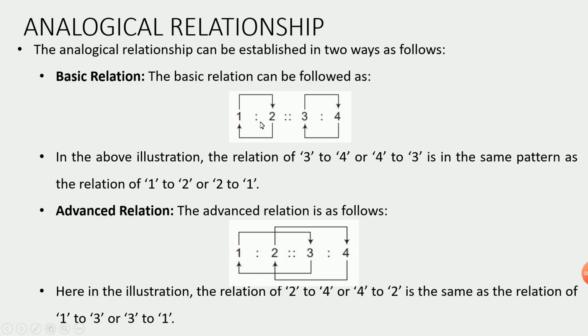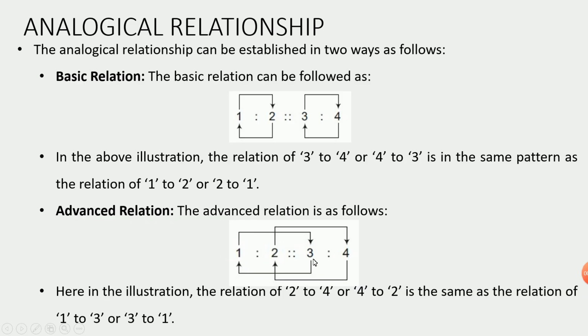So in a similar pattern, see here, the first two relations would be given with a colon, here a double colon, and again here a colon. Next is the advanced relation. So the advanced relation is, see here, 1 is related to 3, 2 is related to 4. Such questions are somewhat rare, but still they do appear in our exams. So this is the advanced relationship type.